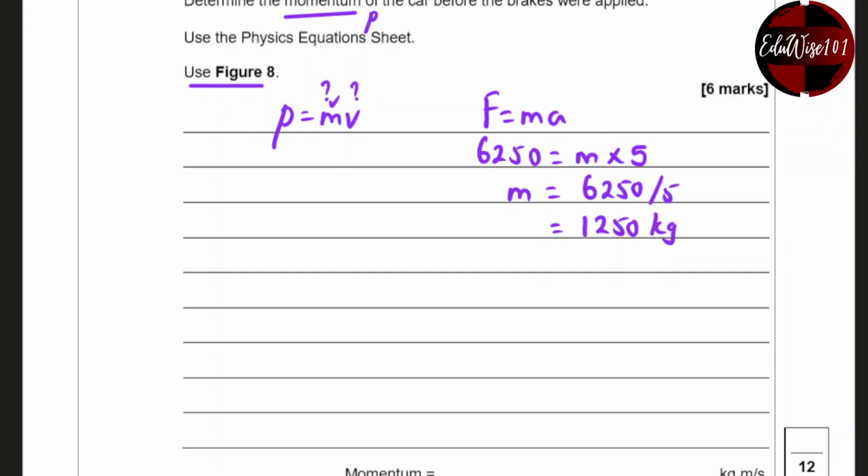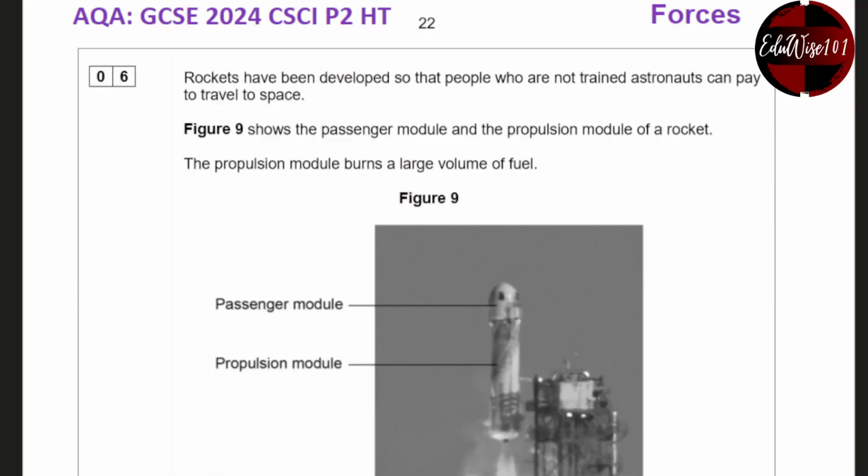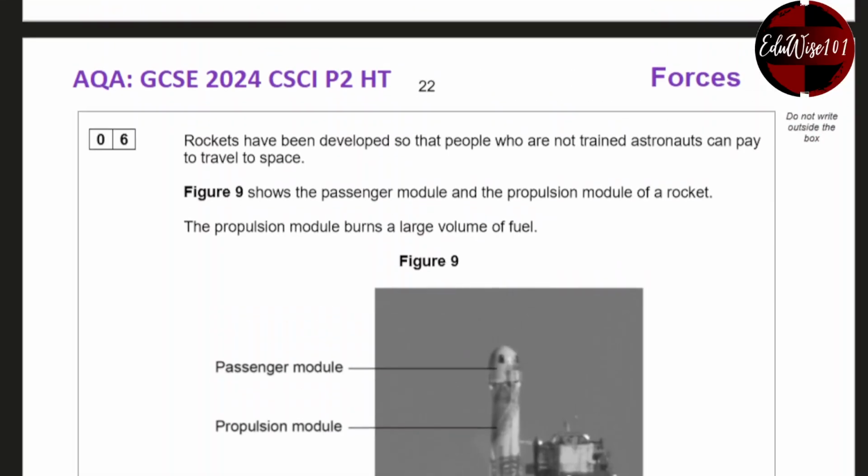So the mass is 1,250 multiplied by the velocity, which is 12. And that is 15,000 kilogram meters per second. That's an easy 6 marks if you spend a little bit of time.